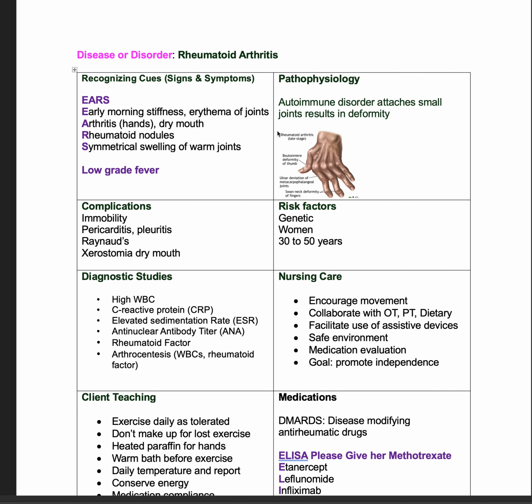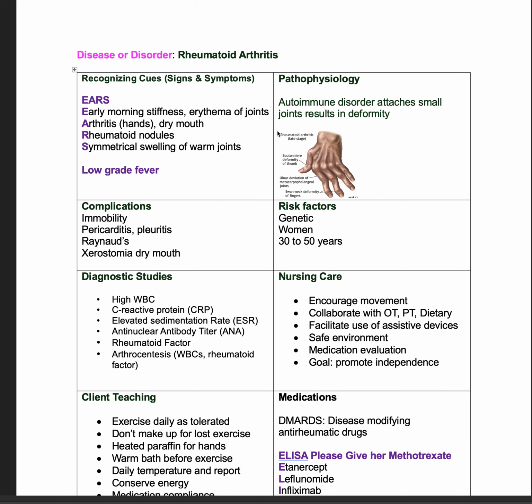So the diagnostic studies involve a high white count. That makes sense, right? Because it's an inflammatory condition. They'll have a high C-reactive protein. Remember, that's a non-descriptive marker of inflammation in the body. So in other words, anybody with any type of inflammatory condition can have a high CRP. Elevated sedimentation rate. That's also a sign or nondescript test, I should say, for inflammatory disorders.